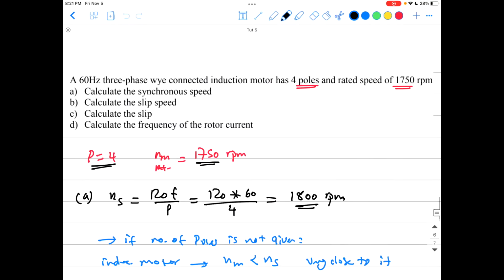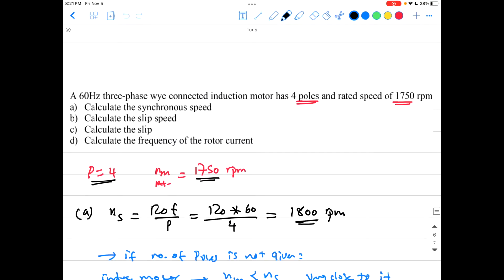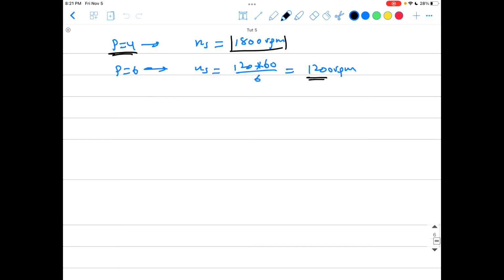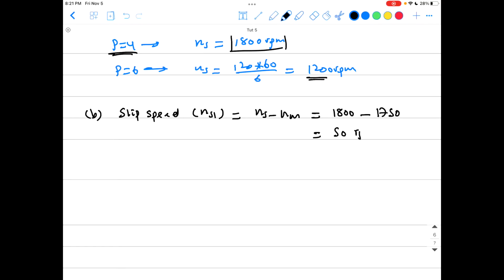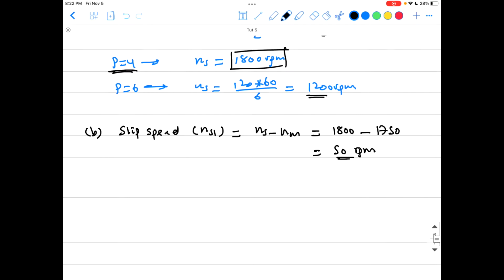Sounds good. Part B, calculate the slip speed. Pay attention to what he wants you to find. It is the slip speed, not the slip. The slip speed N slip equals Ns minus Nm. The Ns is 1800 and the Nm is 1750, so this is 50 RPM. That's the slip speed. Good.